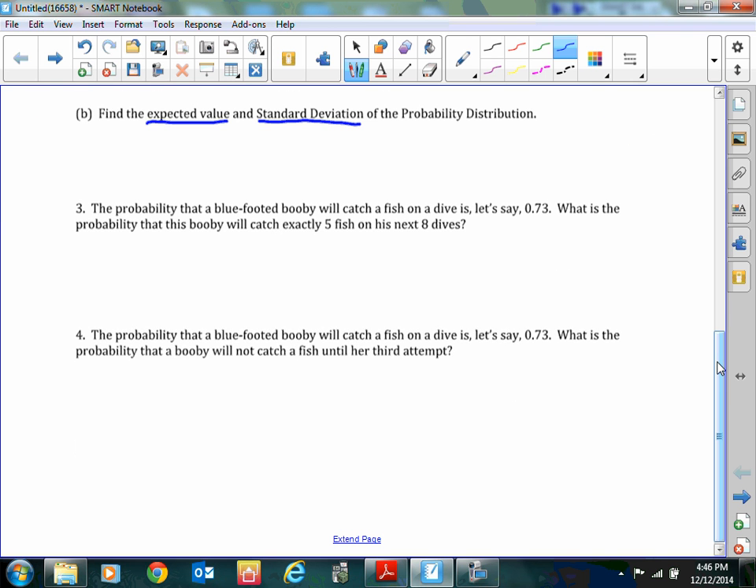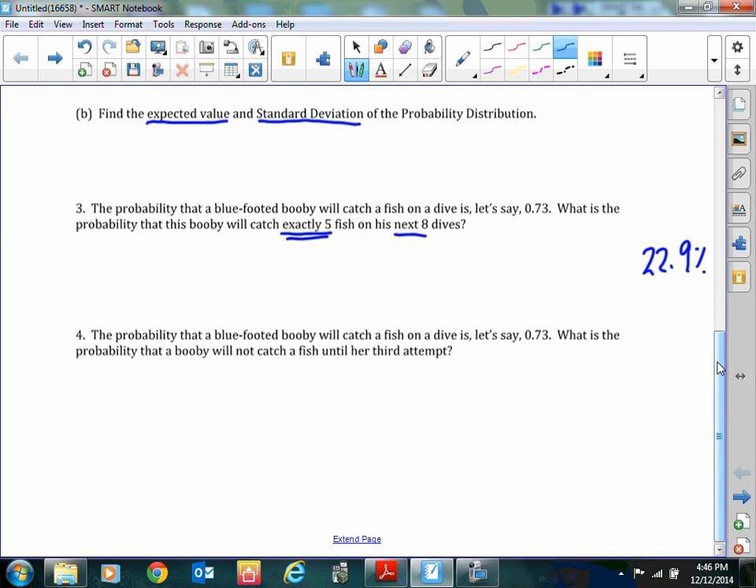Okay, so number 3, you are going to be catching exactly 5 of the next 8. Okay, so that's your hint there. I'm not going to tell you exactly how to do that, but you will end up with a 22.9% chance.